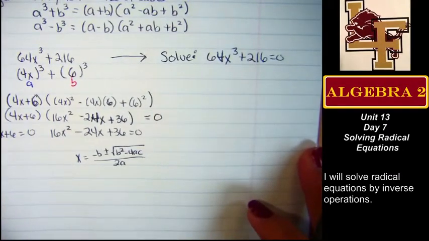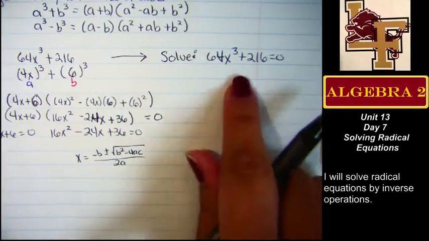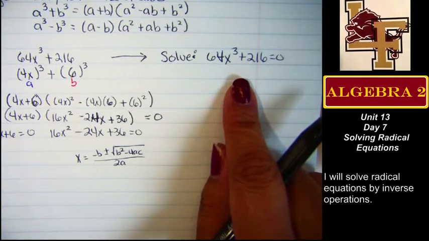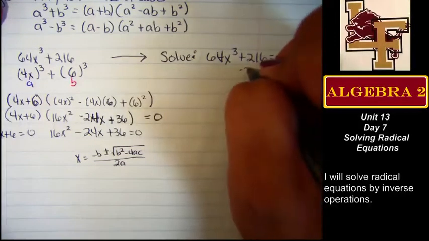Or we come back to this one and we think about it a different way. What if, instead of seeing this as a sum of cubes, which it totally is, instead we see it as just a standard equation, let's isolate the variable. Any addition or subtraction to remove? Yeah, the 216. So let's get rid of the 216.